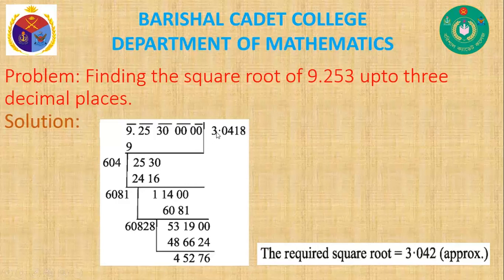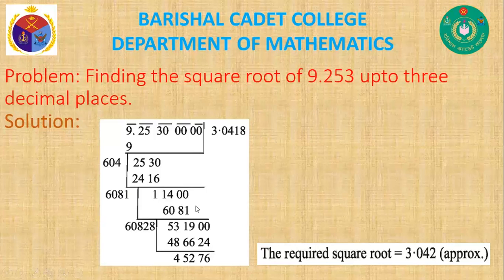Again, the double of 304 is 608. I have taken here this pair 00. Now, by the same process, we have to find a number and also put that number here. And finally, we have to multiply these two numbers and we get the result 6081. Now, again, subtracting these two, we get the result 5319.